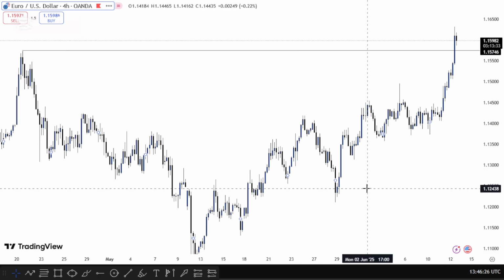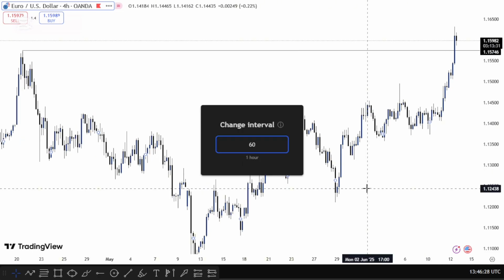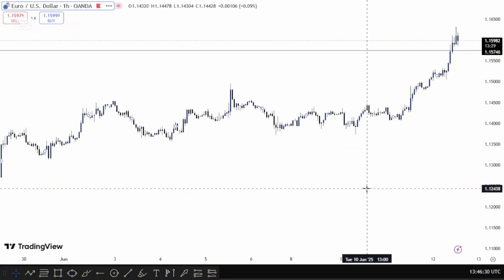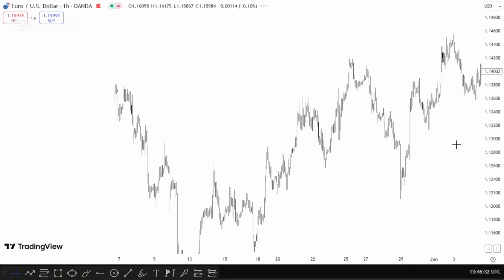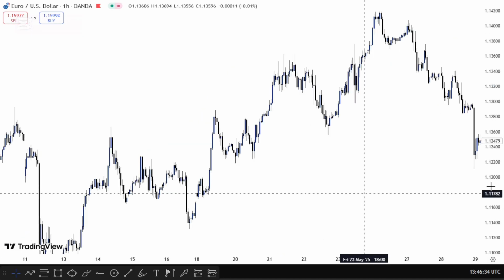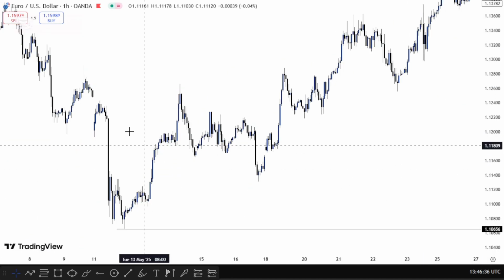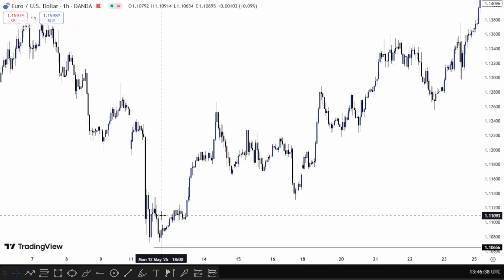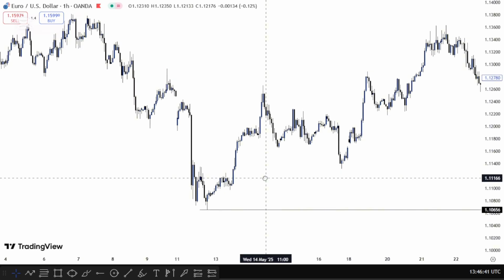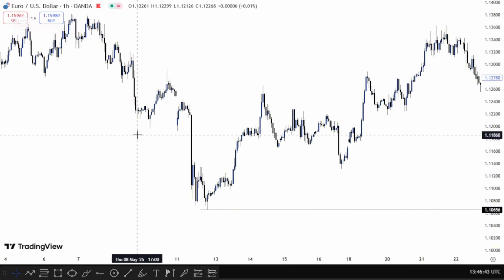So now we're going to scale down to our 1 hour time frame. All right, just to try to see. Okay, so we're going to scale down to our 1 hour time frame. All right, so the first thing we look for is a change in market trend. All right, so that's the first thing you want to identify.